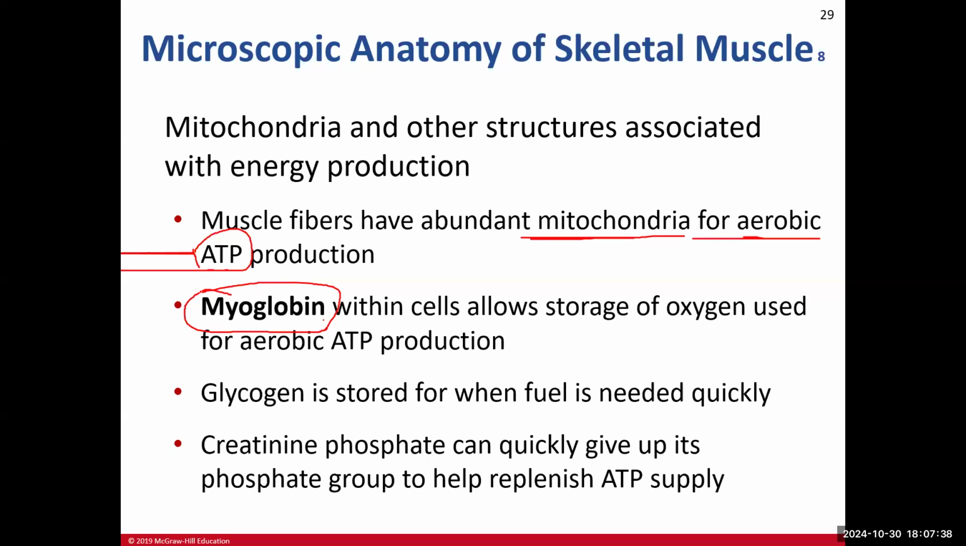This protein attaches oxygen. So you can store oxygen in muscle cells up to a certain amount or limit. That's what myoglobin does. It is for stored oxygen, so we can use that oxygen to make ATP aerobically. Okay, so that's good. We've set ourselves up for success there.